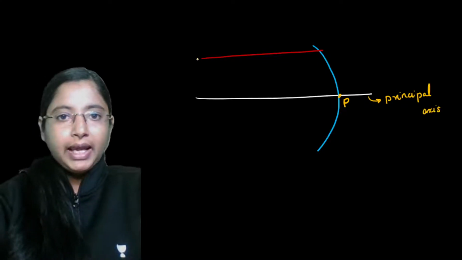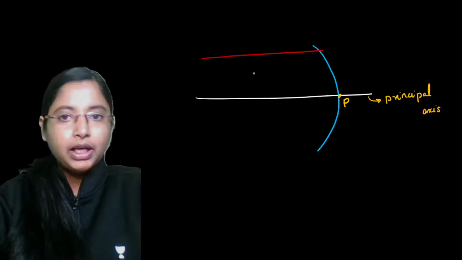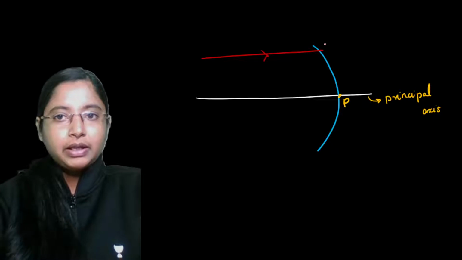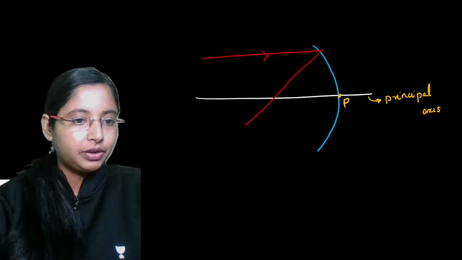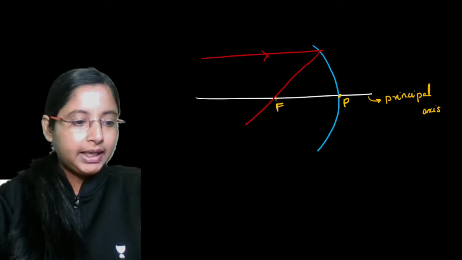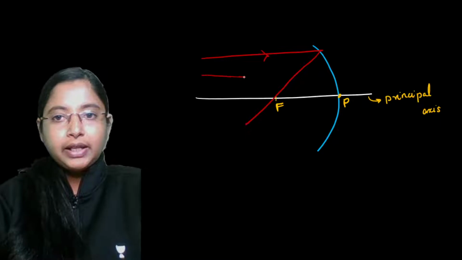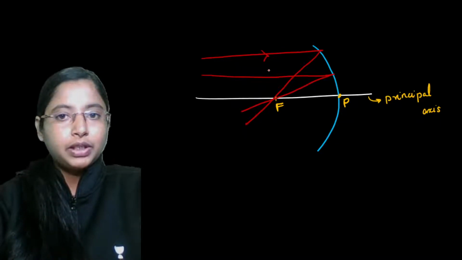Now any ray that comes parallel to this principal axis, obviously it's a mirror, will get reflected and pass through the focal point of this particular mirror. Take another ray that is also coming parallel to the axis. Any ray that comes parallel over here again passes through the focal point.